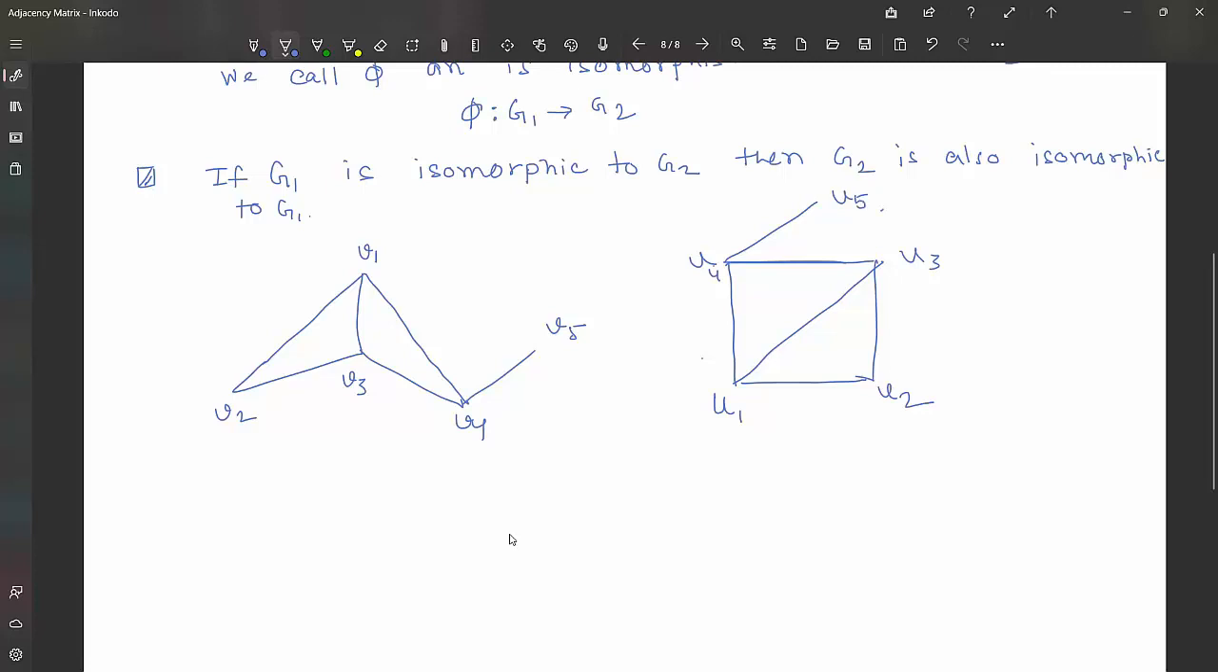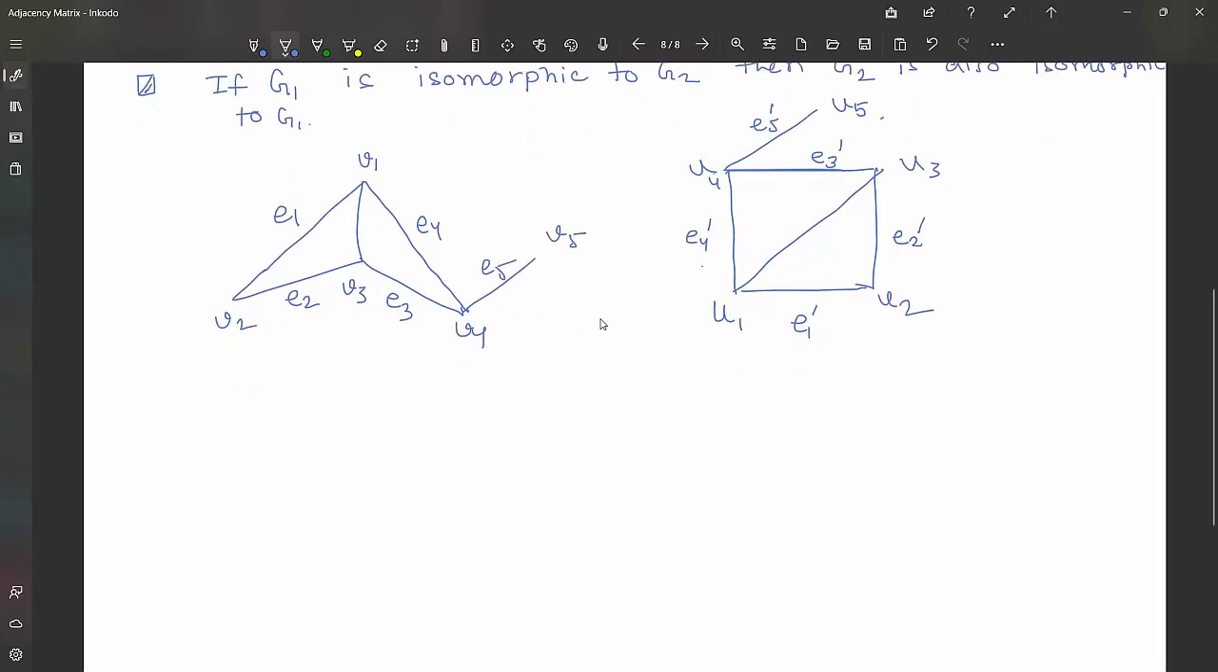Then the V1 V2 connection is E1 and this is E1 prime, V2 V3 is E2 and E2 prime, V3 V4 is E3 and E3 prime, U1 U4 is E4 and E4 prime, and this is E5 and E5 prime. Now if you see these two graphs, there is a correspondence between them.